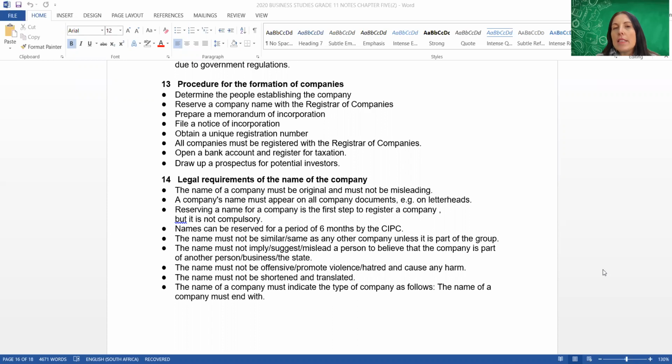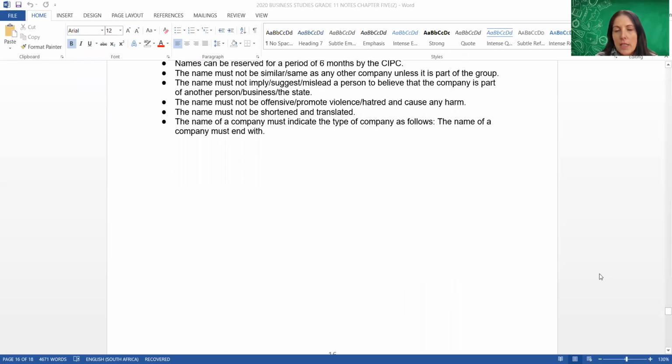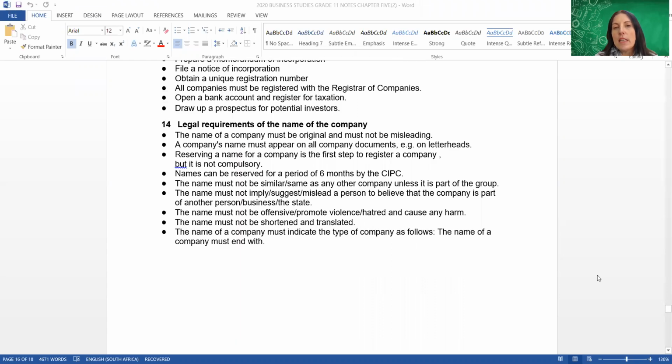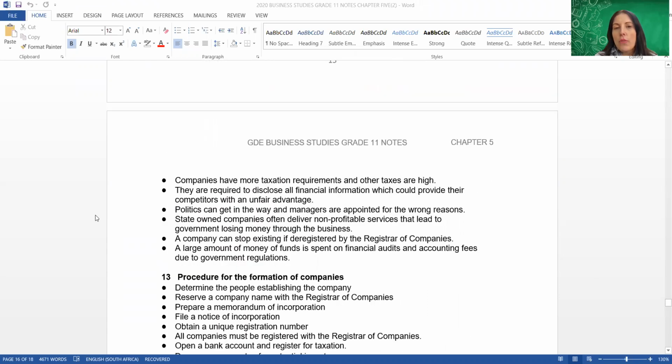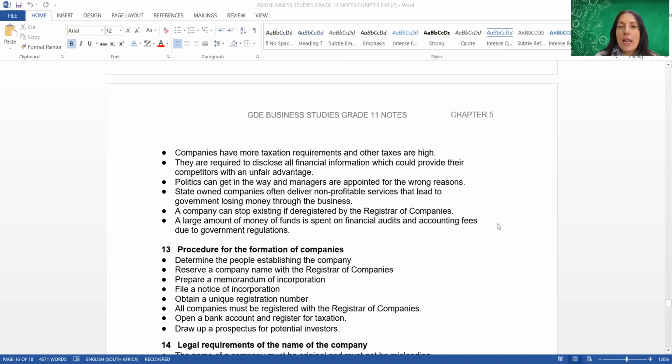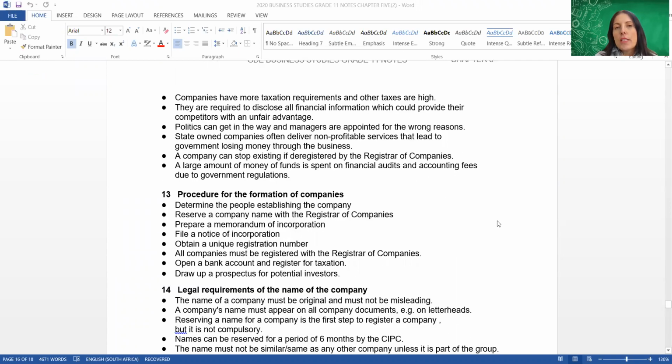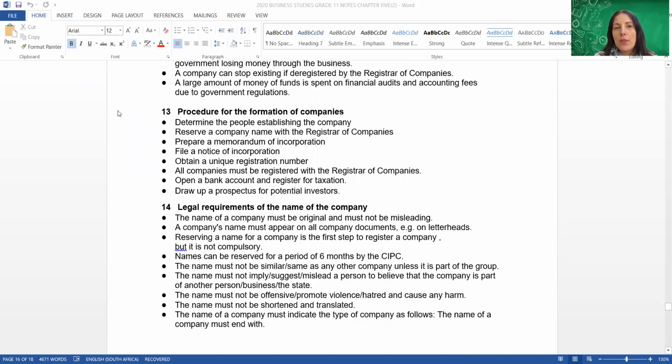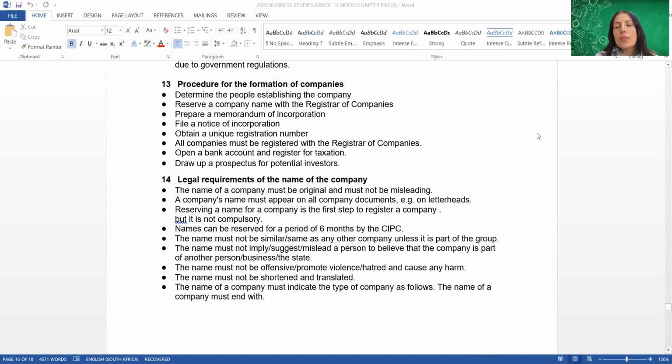So we're still at chapter 5 of your notes, and it starts here on page 16. Yesterday, we finished off with the challenges of companies versus other forms of ownership. So it's just after that, there by number 13. So we're going to run through the steps.